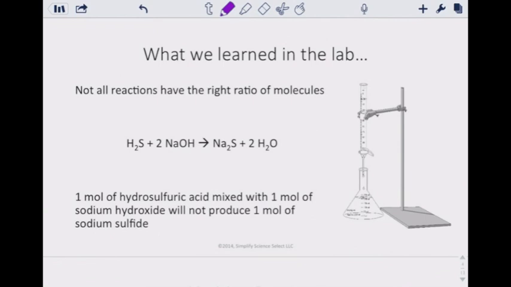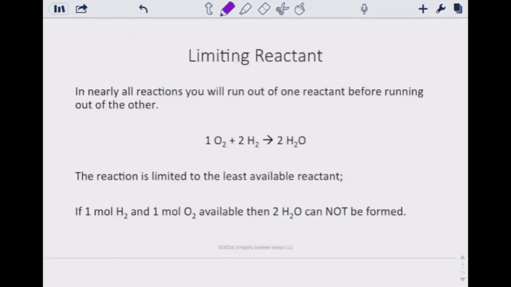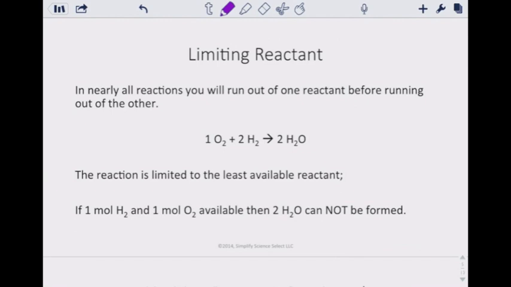What we learned in the lab is that not all reactions have the right mole ratio of molecules. So 1 mole of sulfuric acid mixed with 1 mole of sodium hydroxide will not produce 1 mole of sodium sulfide because they're not in the right ratio. And very rarely in the lab do we get specific mole ratios exactly the same. So what this gives us, in this case, is a limiting reactant.